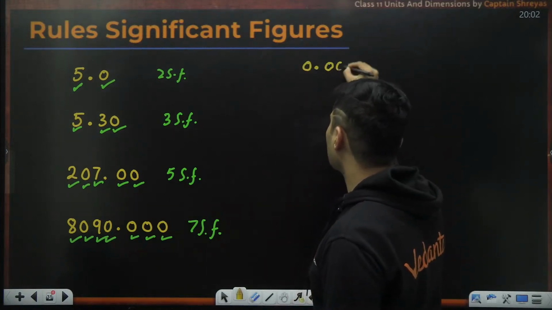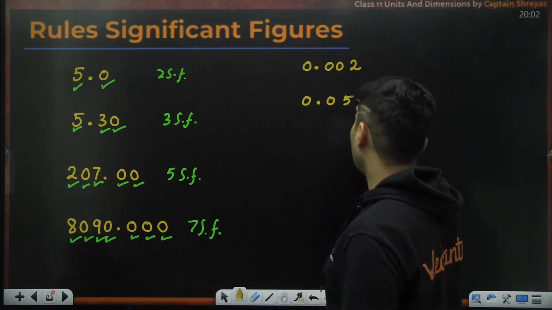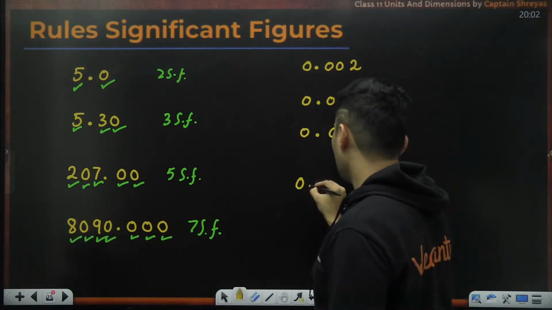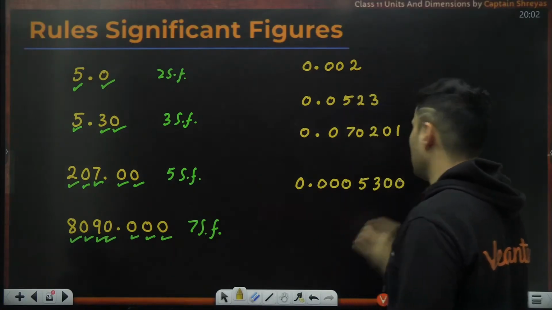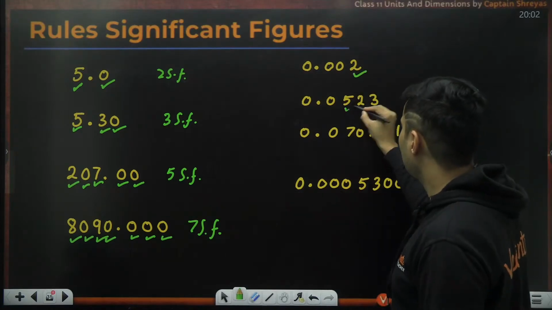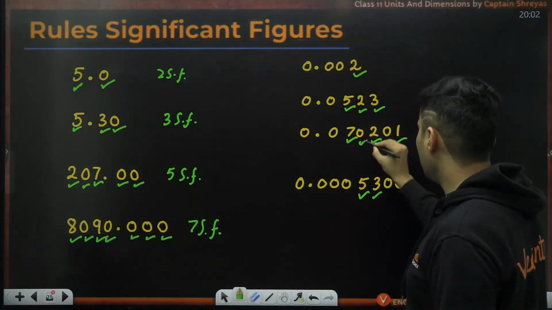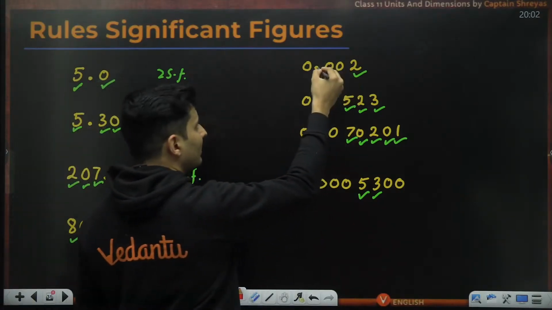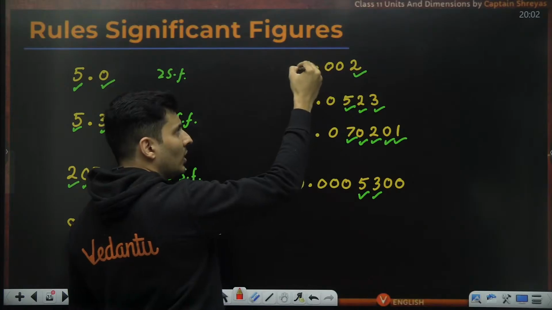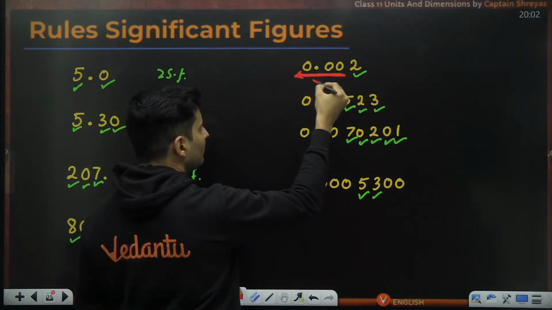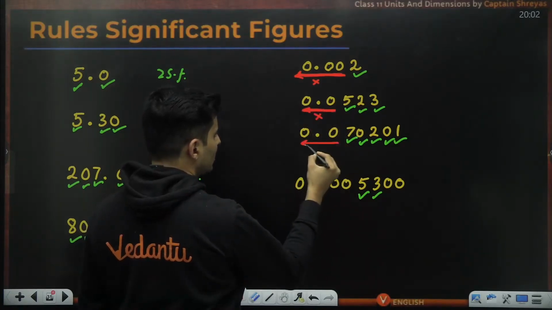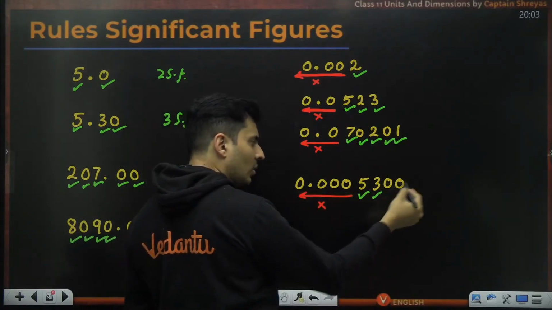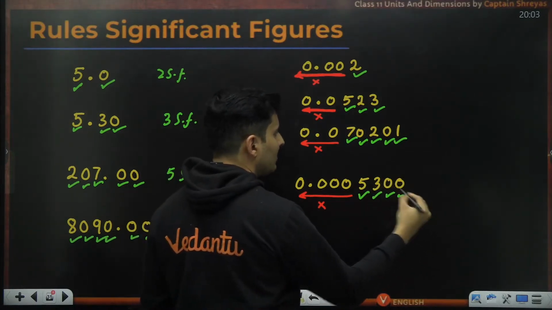What if it is like 0.002 or 0.0523 or 0.070201 or 0.0005300? What to do in those cases? Basic things like this digit, this digit, and so on, and these zeros are between. They are all significant. But the moment it's a number less than 1, it's 0 point something, then even though the zero is after a decimal, because there is no non-zero number before them, these should not be counted. Never count them. But anything after the decimal and after the non-zeros should be counted. There should be a non-zero number before that. So this will automatically be counted.